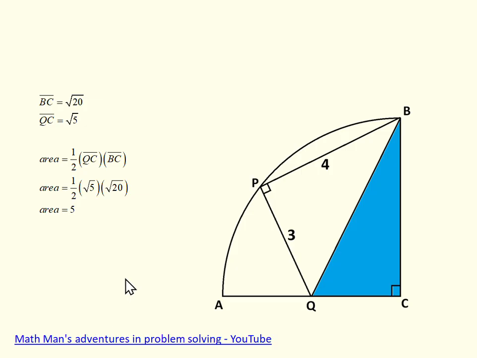So area equals 1/2 base times height. Area equals 1/2 square root of 5 times square root of 20. Square root of 5 times square root of 20 is square root of 100, which is 10, and half of 10 is 5. So the solution is 5. The shaded area is 5.